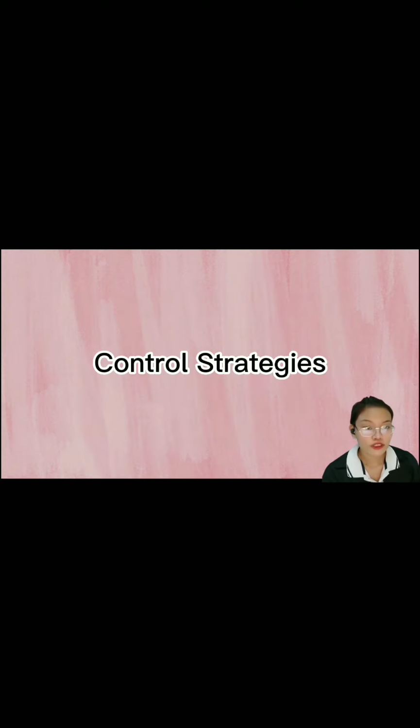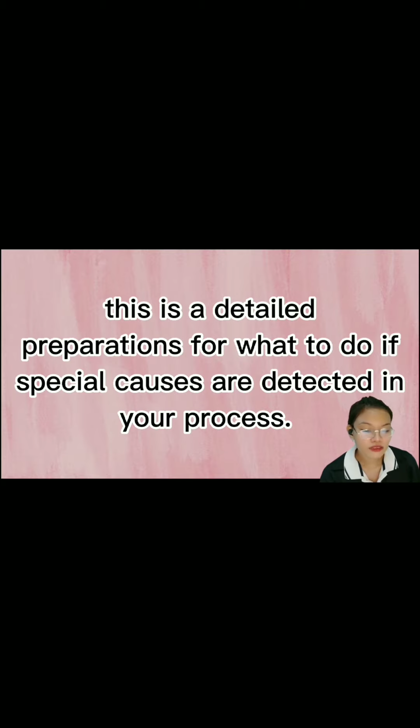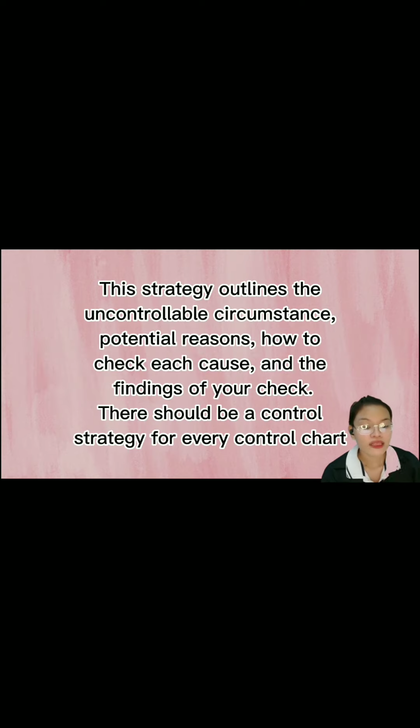Next is control strategies. This is a detailed preparation for what to do if special causes are detected in your process. These strategies outline the uncontrollable circumstance, potential reasons, how to check each cause, and the findings of your check. There should be a control strategy for every control chart in use.